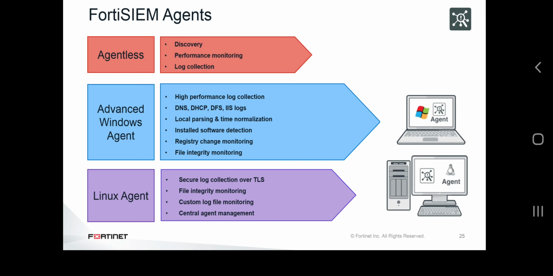FortiSIEM supports both agent-based and agentless log collection from Windows servers. Agentless Windows log collection is a lower-cost solution that uses WMI to collect Windows event logs. The advanced Windows agent provides a higher performance and more feature-rich solution. You can mix and match agent-based and agentless servers in the same deployment. The FortiSIEM Linux Agent, which is a paid version, provides a scalable way to collect logs and other telemetry from Linux systems in a secure and optimized manner.